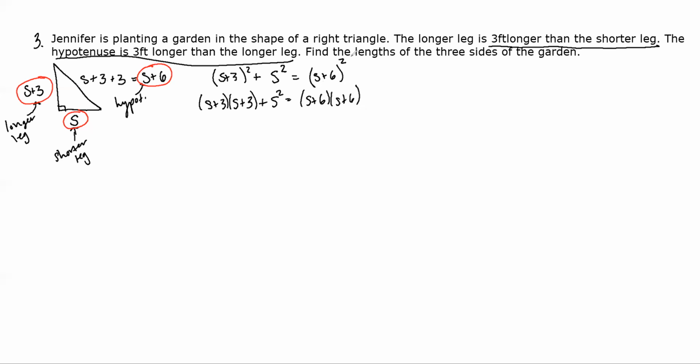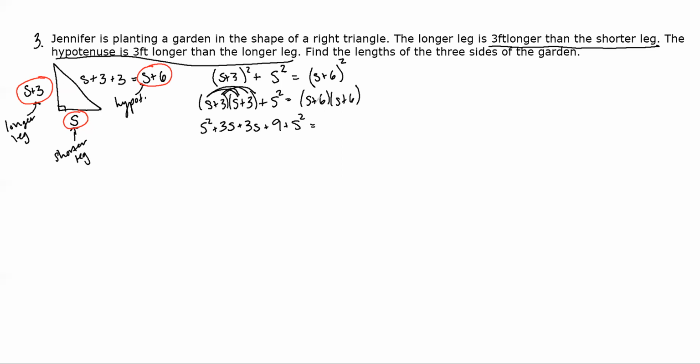Now let's go ahead and multiply. So S times S is S squared. S times 3 is 3S. 3 times S is also 3S. And 3 times 3 is 9, so plus 9. Plus S squared. Don't forget to bring this guy along. It's really easy to kind of forget those.